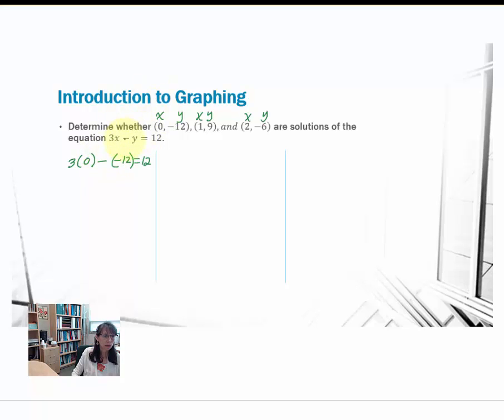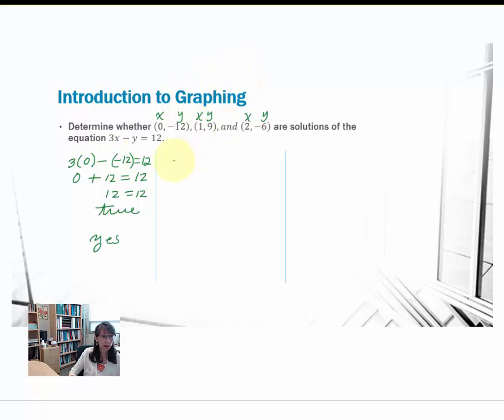So notice with subtraction of Y, I have subtraction and parentheses. That's because sometimes we're going to have a negative Y value, and I don't want to forget to include that negative with the Y value. So 3 times 0 is 0. Subtraction of a negative means add 12 equals 12. So it looks like 12 is equal to 12. That's true. So we have, yes, 0, -12 is a solution to that linear equation.